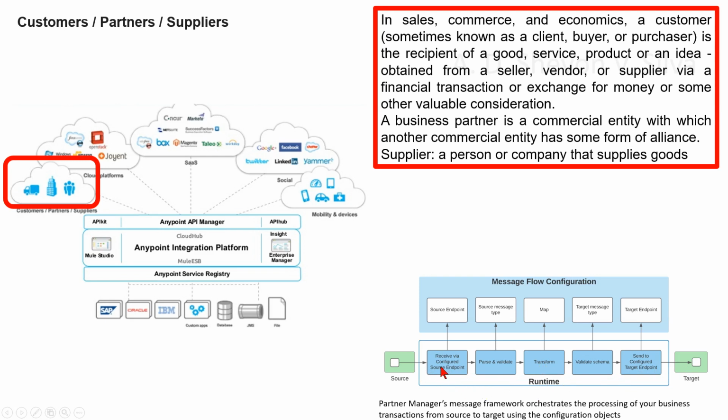Anypoint partner manager message flows consist of objects such as endpoint, message types, identifiers, and mappings. Partner manager's message framework orchestrates processing of your business transaction from source to target using the configuration objects shown in this diagram.